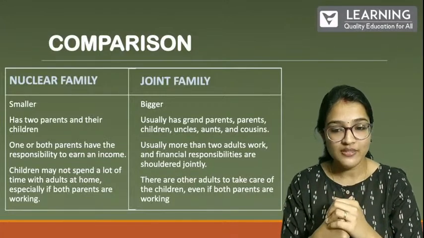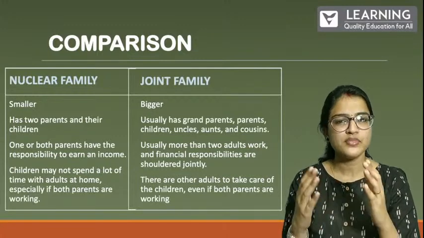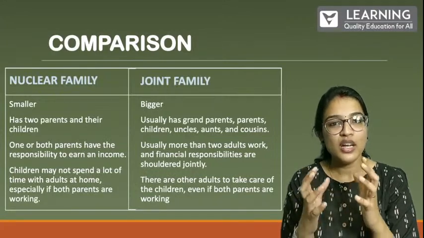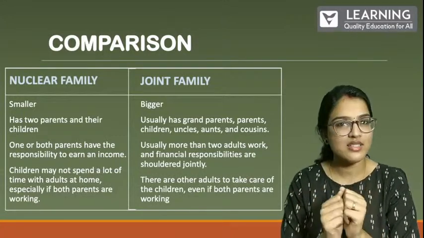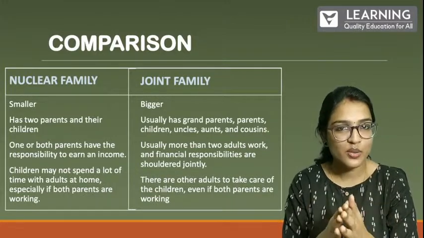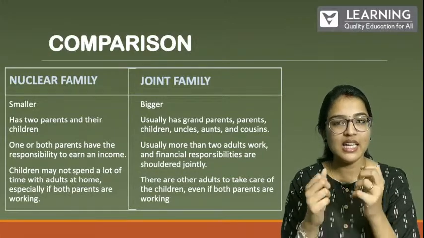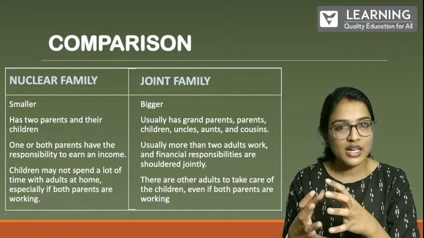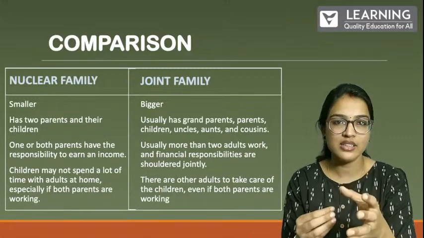Now, nuclear family, one or both parents have the responsibility to earn an income. So nuclear family means only parents are there, right, as adults. So in order to run the family, who has to get an income? Maybe both or a single parent, right? Either the father has to go out for work or mother has to go out for work or both of them. So that is how they will live, right? They need money for income. Okay, so we need money to live. So in nuclear family, sometimes both the parents have to go out for work or sometimes father or mother.